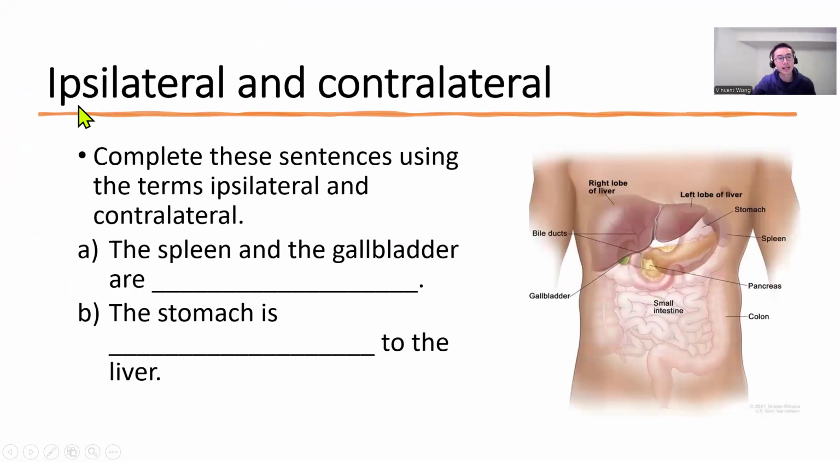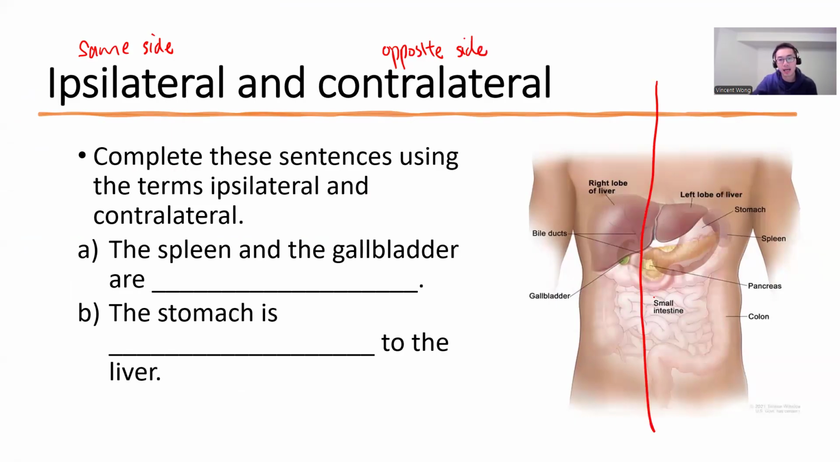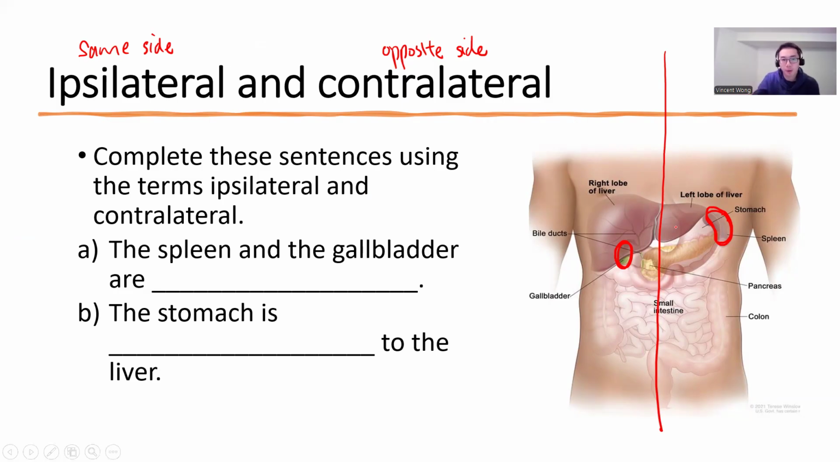Okay, so next is ipsilateral. Ipsilateral means same side, and contralateral is opposite side. Right, so the midline is dividing the body into left side and right side. So for example, we can say the spleen. Someone mentioned the spleen earlier. Spleen is here. Gallbladder is here. So the spleen and the gallbladder are on the opposite side of the body. So we say contralateral.